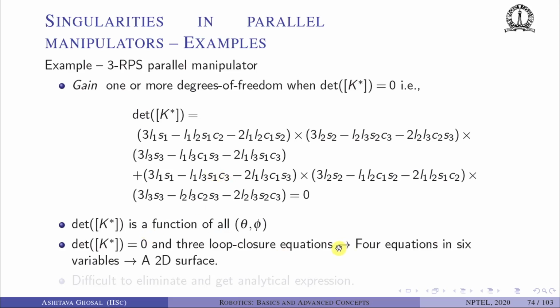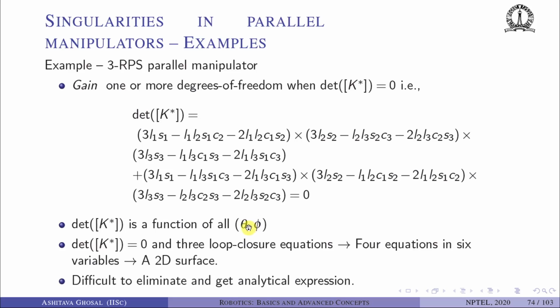We also have 3 loop closure constraint equations. Remember, the distance between the 2 spherical joints is given pairwise. So we have 3 equations there, and together this will give 4 equations in 6 unknowns. What are the 6 unknowns? L1, L2, L3, theta 1, theta 2, theta 3. So conceptually, it's 4 equations in 6 variables, which basically means it's a 2D surface.